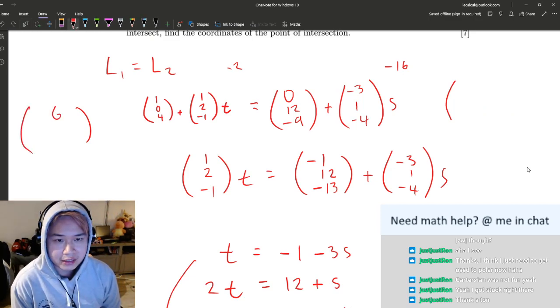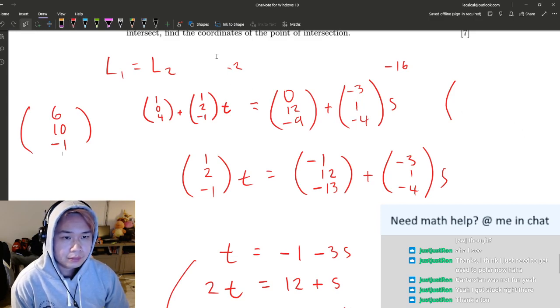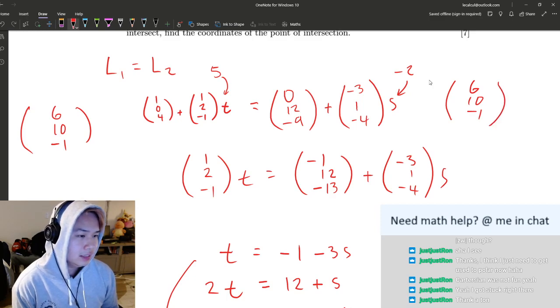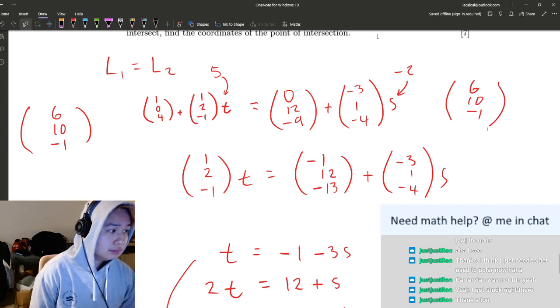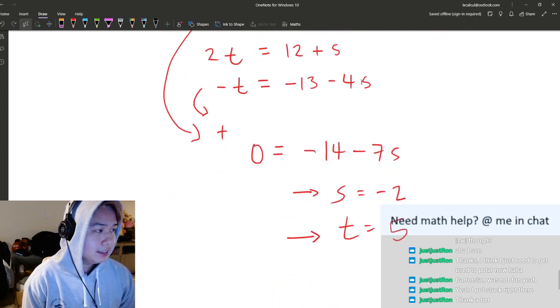So 1 plus 5 is 6, 0 plus 10 is 10, 4 minus 5 is -1, and then likewise over here, you get 6, 10, and also -1. So these intersect. My bad. It's all because I put t here, and that should have been s.